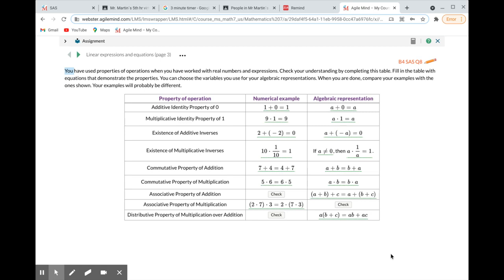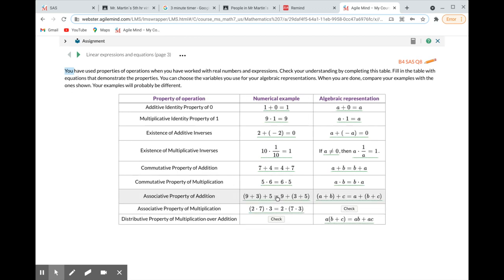Now, the next one's talking about the associative property of addition. Now, associative property just means that you're grouping an area of numbers that makes it easier for you to add. So a lot of times people do this with like tens or fives, and they'll add their tens or fives first, and then they'll add what's left. So in this case, this is just going to show how you can use any grouping and still arrive at the same answer. So in other words, 9 plus 3 is 12, and 12 plus 5 is 17, and 9 plus 8 is also 17.